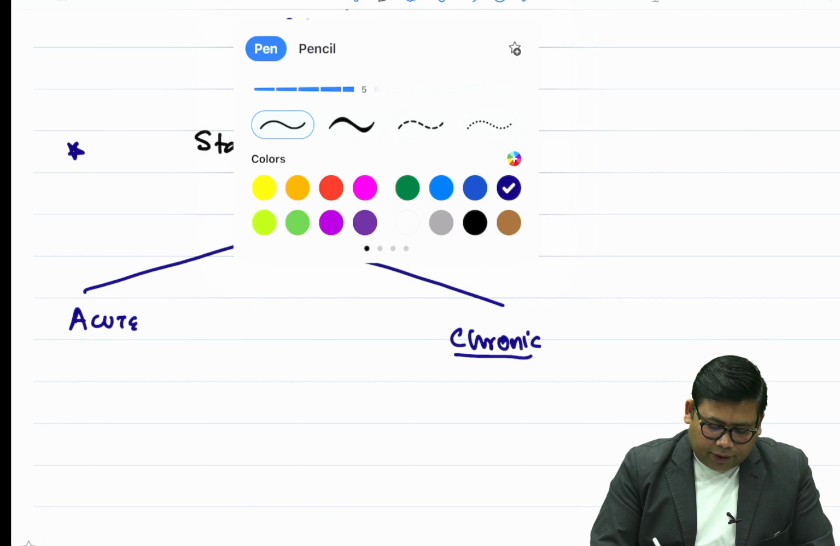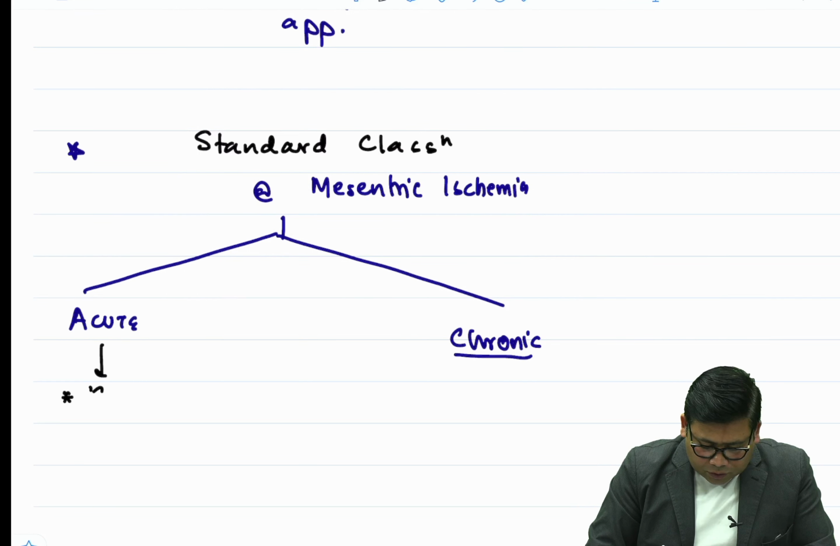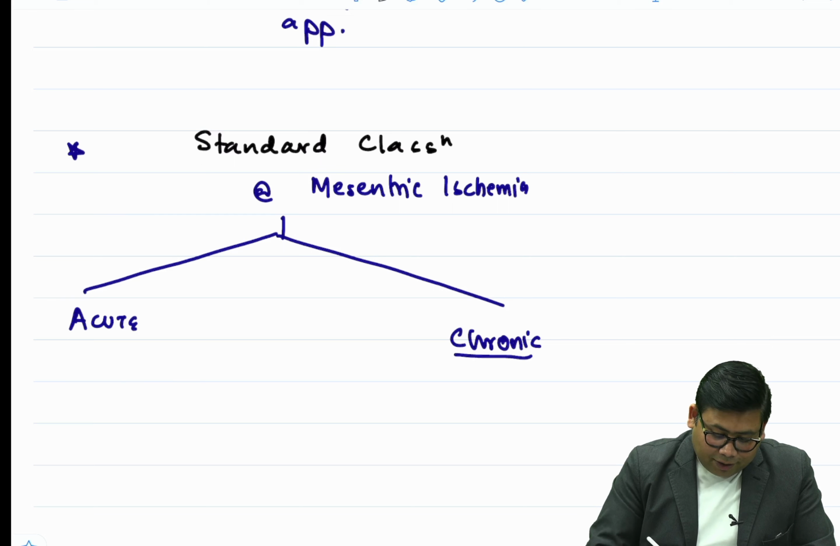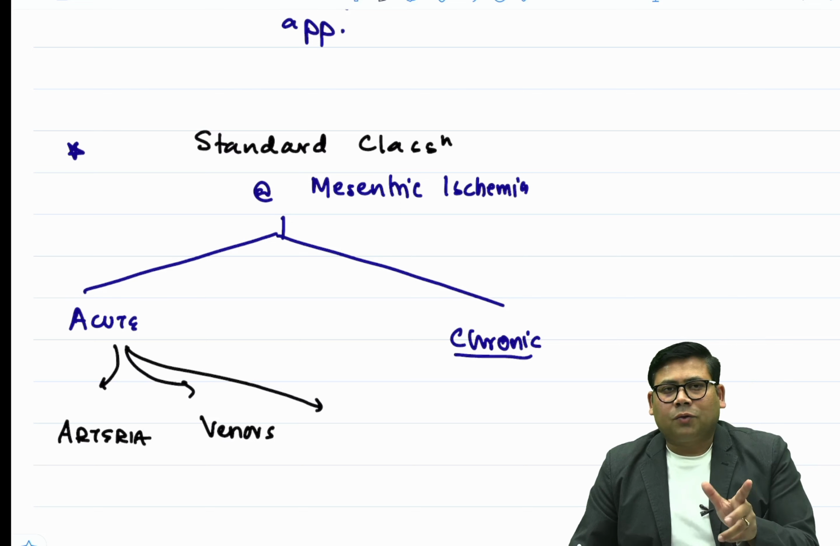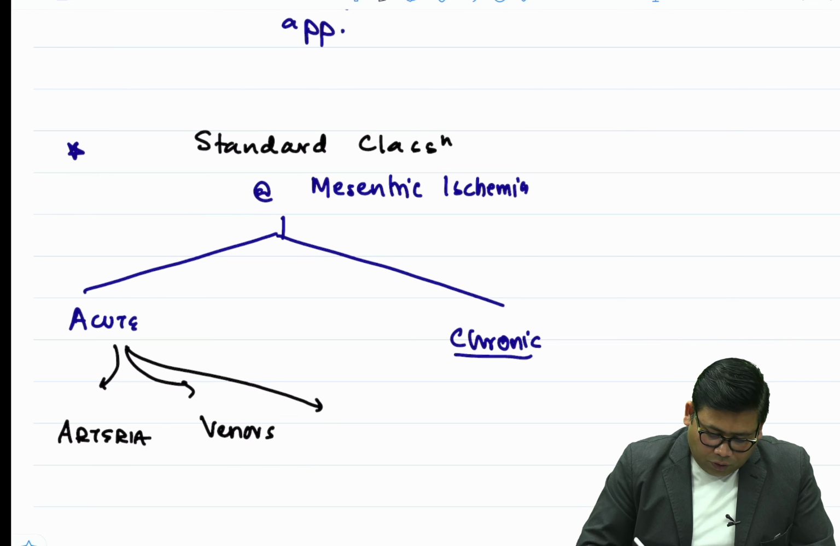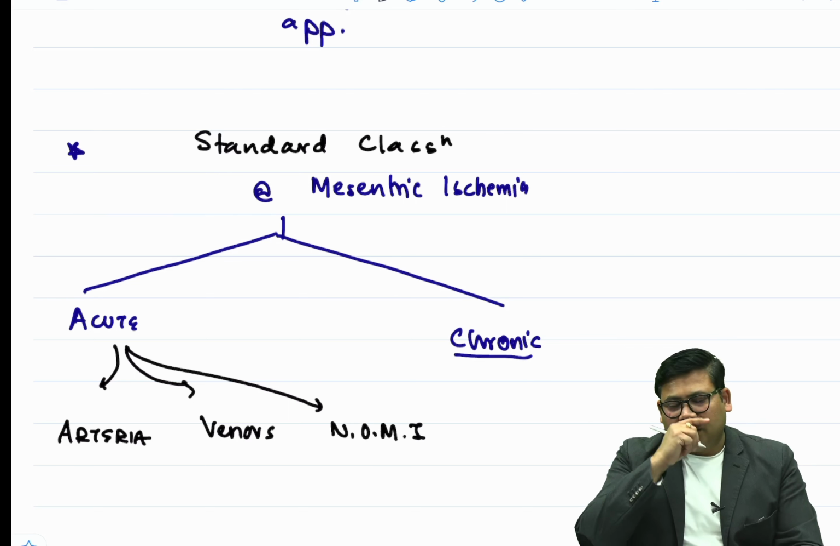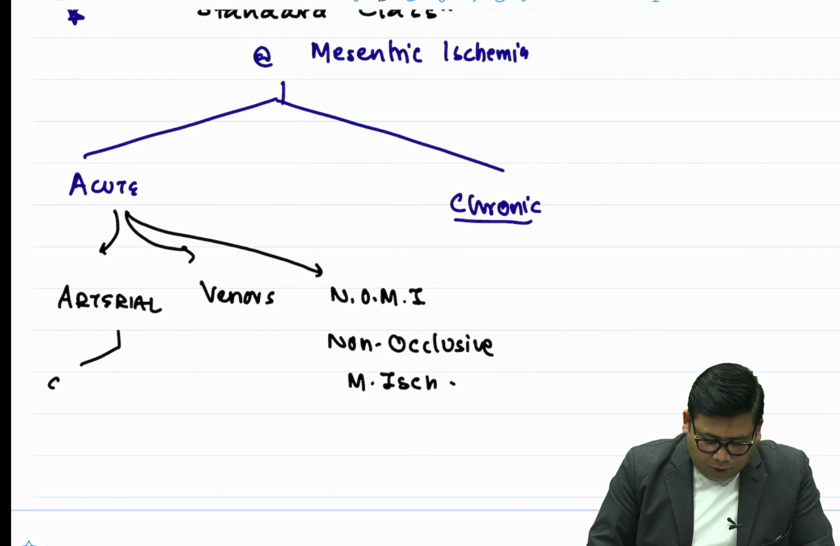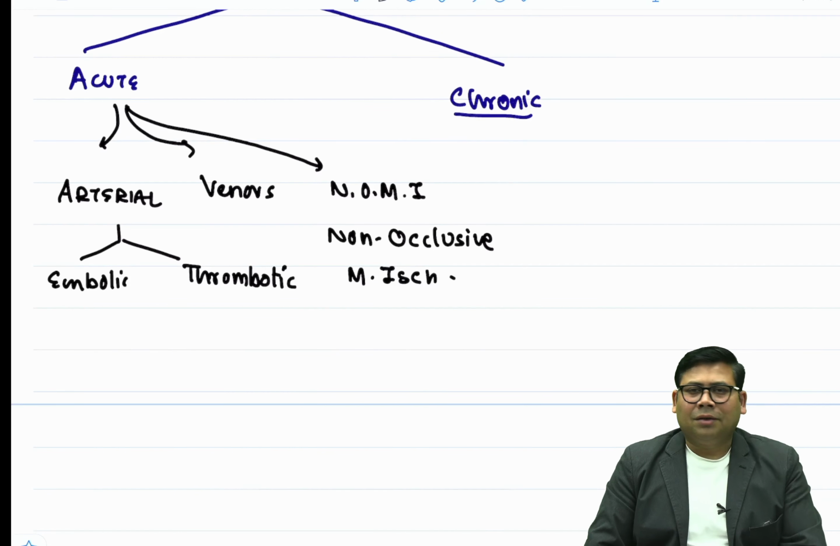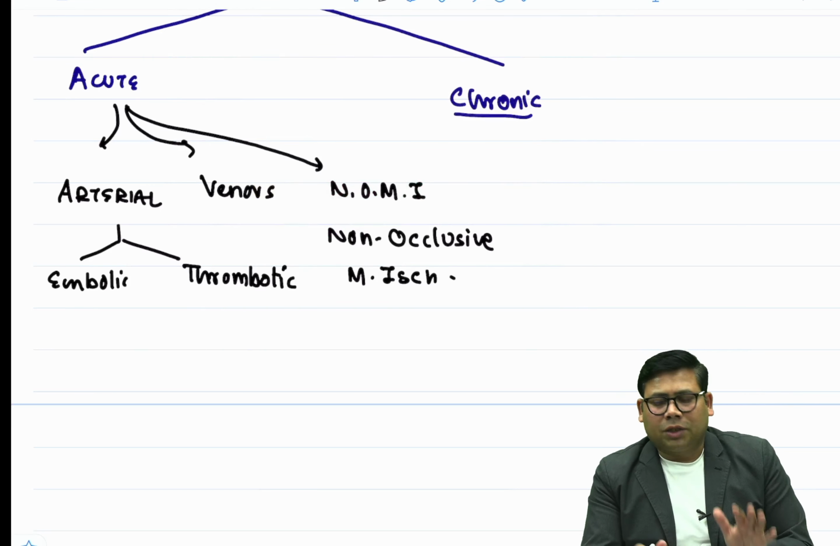Now acute is further divided into a lot of types. We have acute arterial, acute venous, and then we have something where we get to see vasospasm. That is known as NOMI, non-occlusive mesenteric ischemia. It is just like Prinzmetal angina. Then arterial is further divided into two: one is embolic and one is thrombotic. More on this later in the chapters. Right now we are just cruising through this classification.